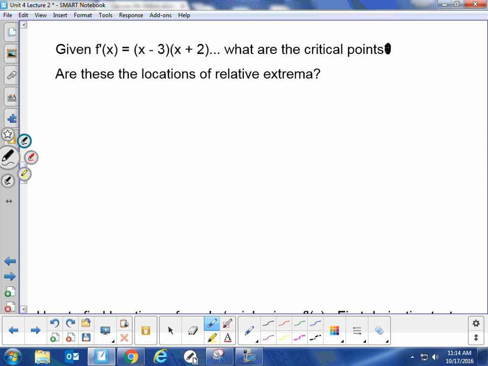The question is, what are the critical points of f? And I'm giving you f prime. I just went ahead and gave it to you already. We don't even know what f looks like. And then you're going to be able to figure out, are those locations of relative extrema of f? And without knowing what f is, just by knowing f prime, you can actually sketch f. So, kind of 3 parts.